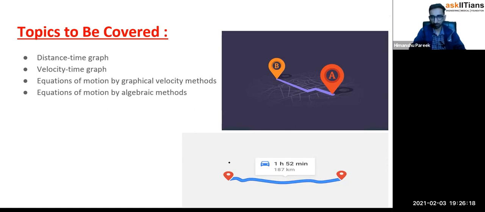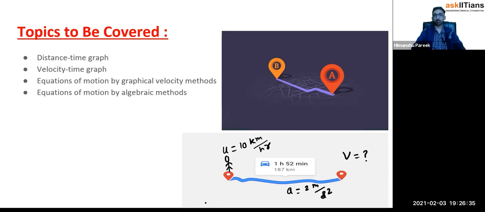So let's say here we have an example. Suppose you start from here with the initial velocity 10 kilometers per hour, then what will be your velocity at this instant if the acceleration is 2 meters per second square? How to deal with such types of questions, you will be learning in today's session.